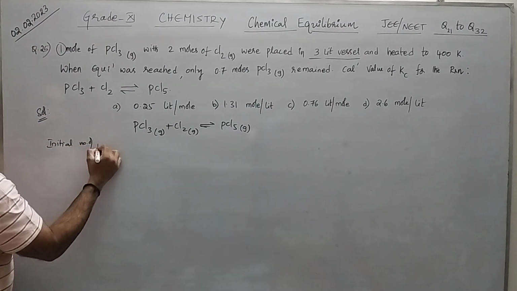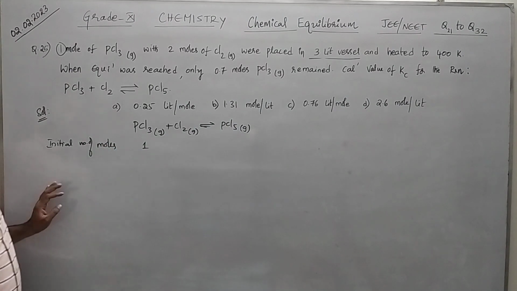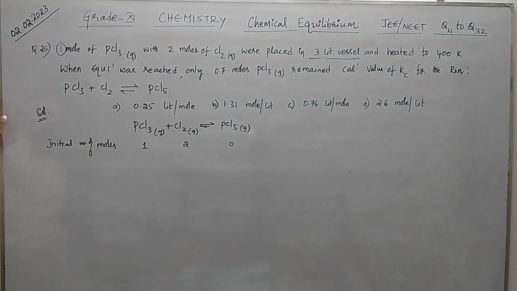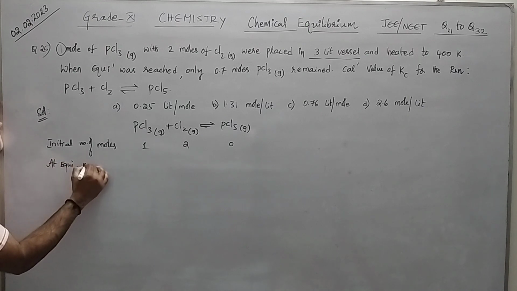Now they have given the initial number of moles, so let us write this. Initial number of moles: PCl3 is 1 and chlorine they have given 2 moles, product is not formed. Next, at equilibrium, number of moles.